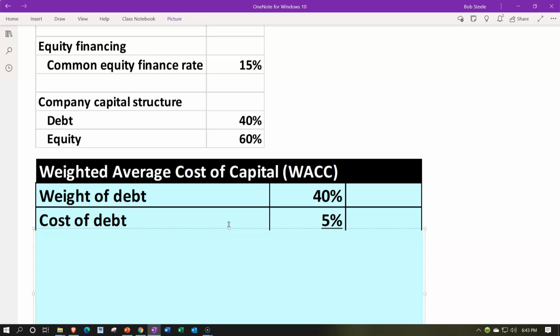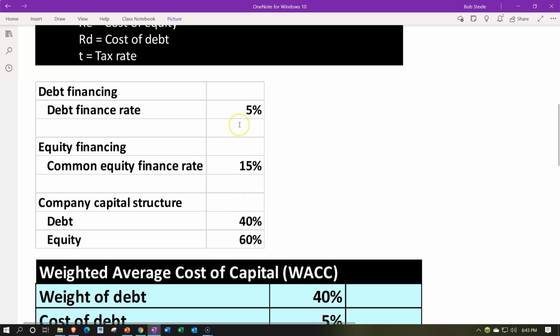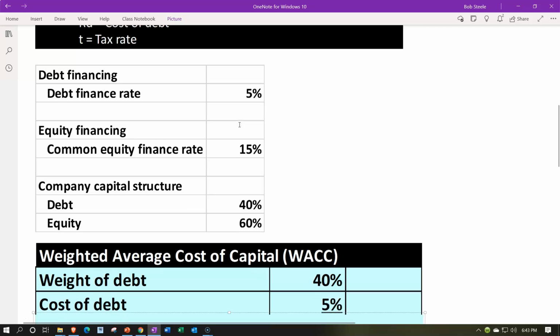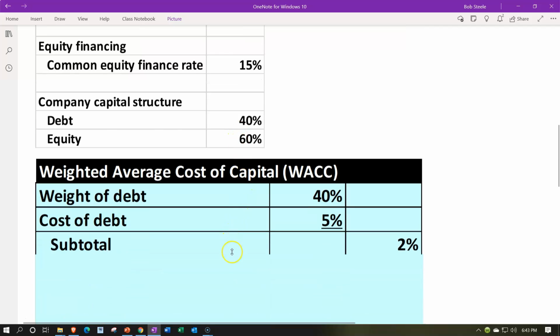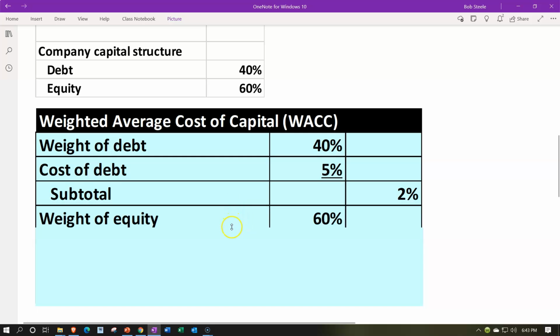Then the cost of the debt is going to be the 5%. We'll talk more about how we might get to the cost of debt, and different options with relation to financing on the cost of debt, in a future presentation. And then that's going to give us a subtotal, the 40% times the 5%, which is 2%. Then we're going to take the weight of the equity, which is 60%. So once again, the financing of the company, the financing of the assets, we're going to say 60% on the equity. So we're weighted 60-40, which obviously adds up to 100, equity to debt.